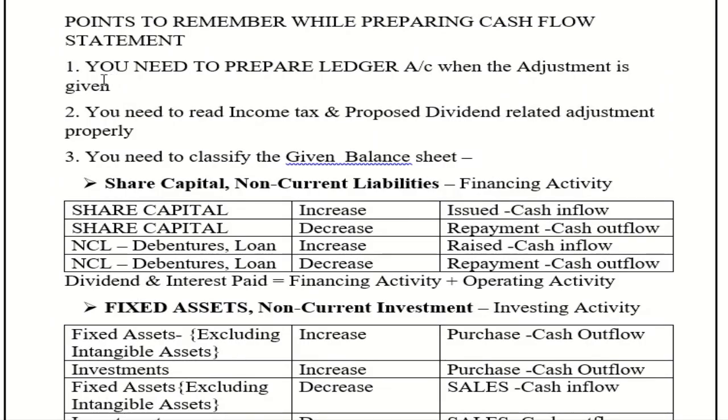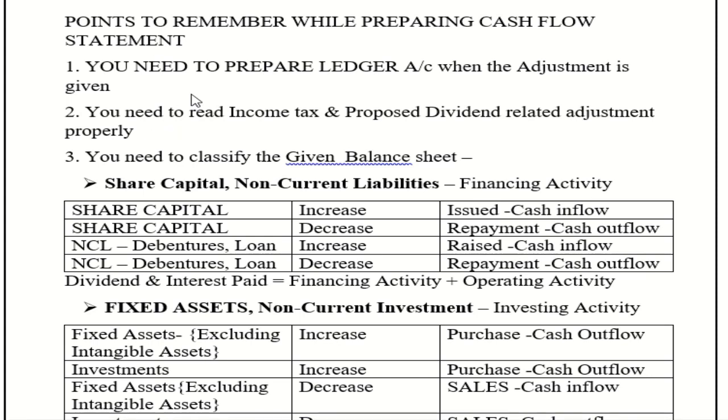Now, the very important points to remember while preparing a cash flow statement. The first one, you need to prepare a ledger account when an adjustment is given. It means, for example, depreciation of machinery, if they have given it in the adjustment.